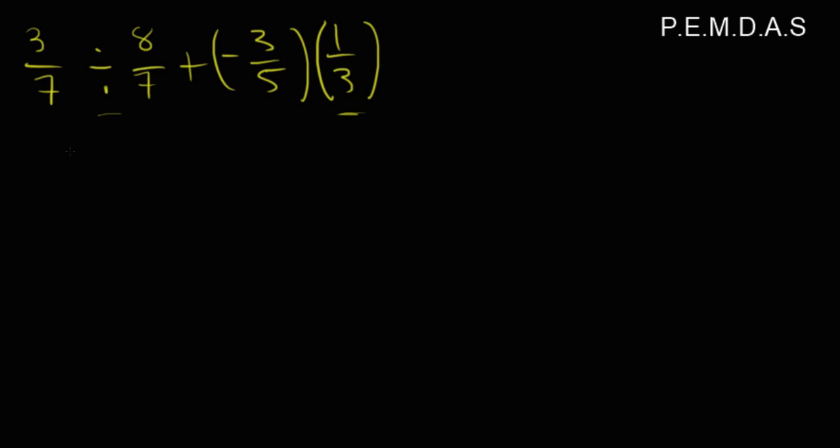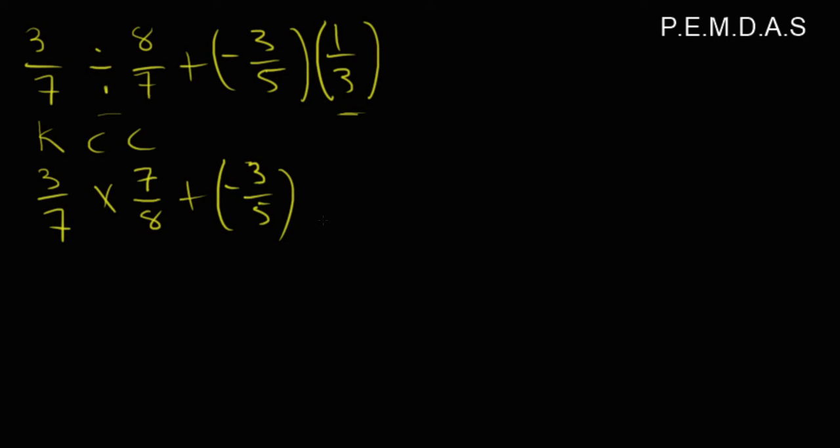In division of fractions, we use keep, change, change. That is, I'm going to keep this fraction, 3 over 7. I'm going to change that sign from the division to multiplication. I'm going to flip this second fraction, change it to 7 over 8. Bring the rest of it along, plus a negative 3 over 5, times 1/3.